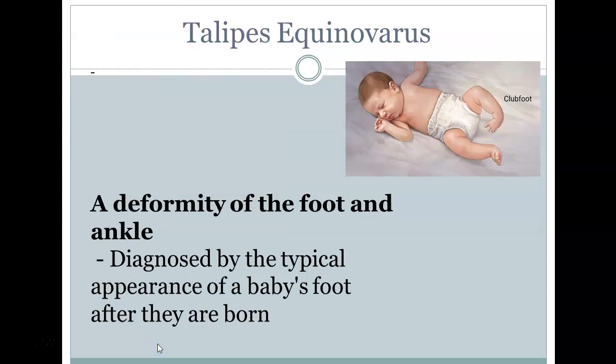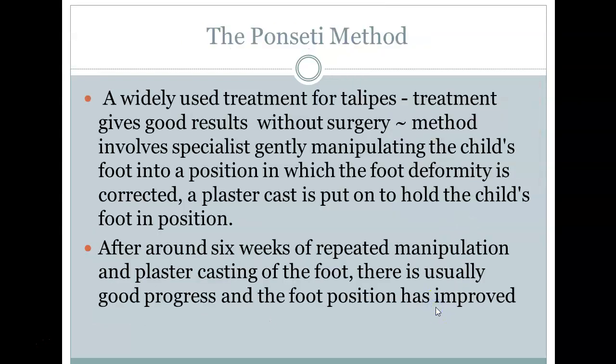Another condition is called talipes equinovarus. This is a deformity of the foot or the ankle, or what we would commonly refer to as clubfoot. It's diagnosed by the typical appearance of a baby's foot after they're born, so we can just see it. That's our diagnosis right there. We use something called the Ponseti method to help treat this. It's widely used for these, and it gives good results without having to resort to surgery, although some babies do require surgery.